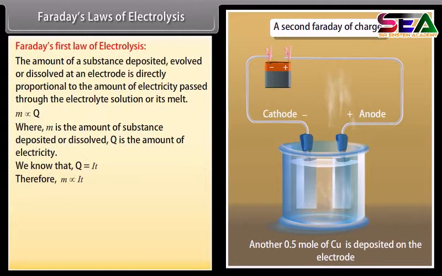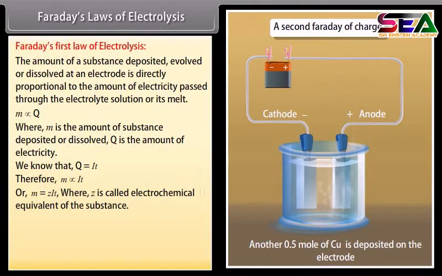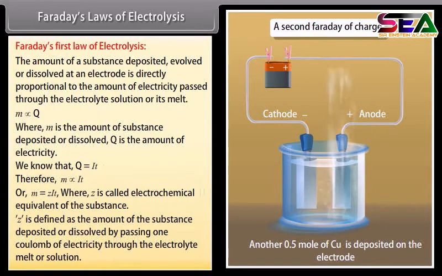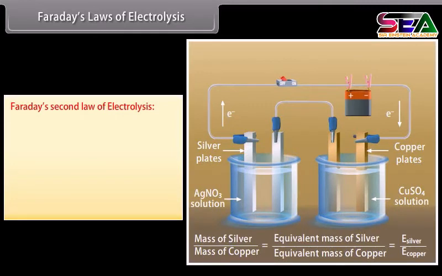We know that Q is equal to IT. Therefore, M is directly proportional to IT. It can be written as M is equal to ZIT, where Z is called electrochemical equivalent of the substance. Z is defined as the amount of the substance deposited or dissolved by passing 1 coulomb of electricity through the electrolyte melt or solution. Faraday's second law of electrolysis.